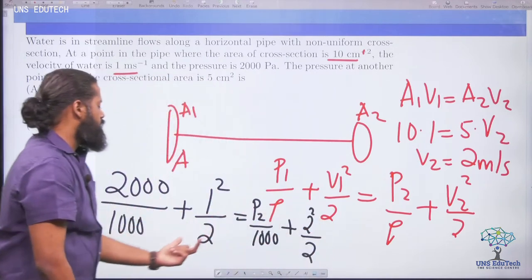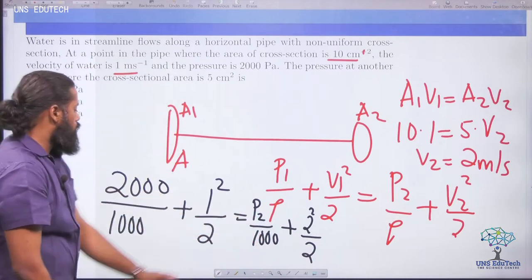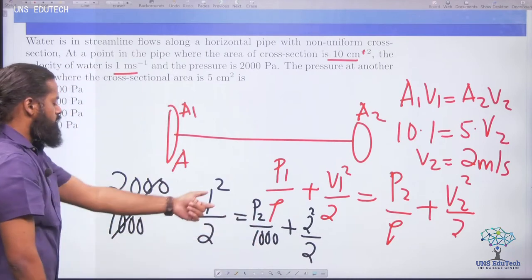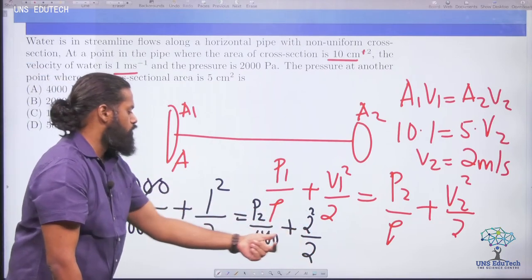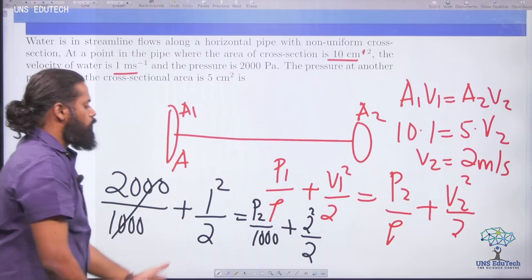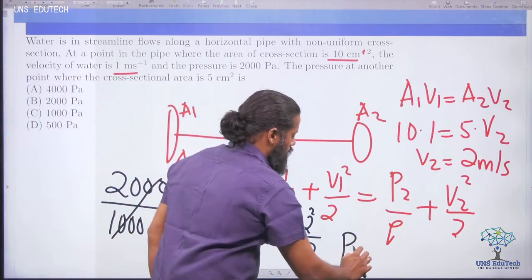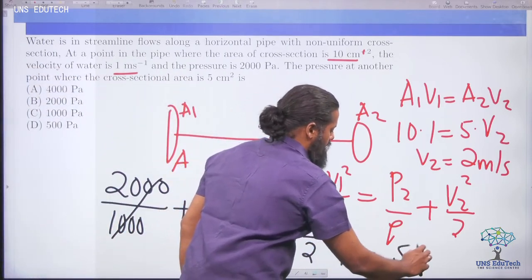So if you are solving this, you can find out that this is the only unknown. So here, 2 will be coming. This is 1 by 2, 2 plus 1 by 2. Then 4 by 2 will be coming here. So if you are substituting here, you can find out P2. Directly, we can do the math and P2 will equal 500 Pascal.